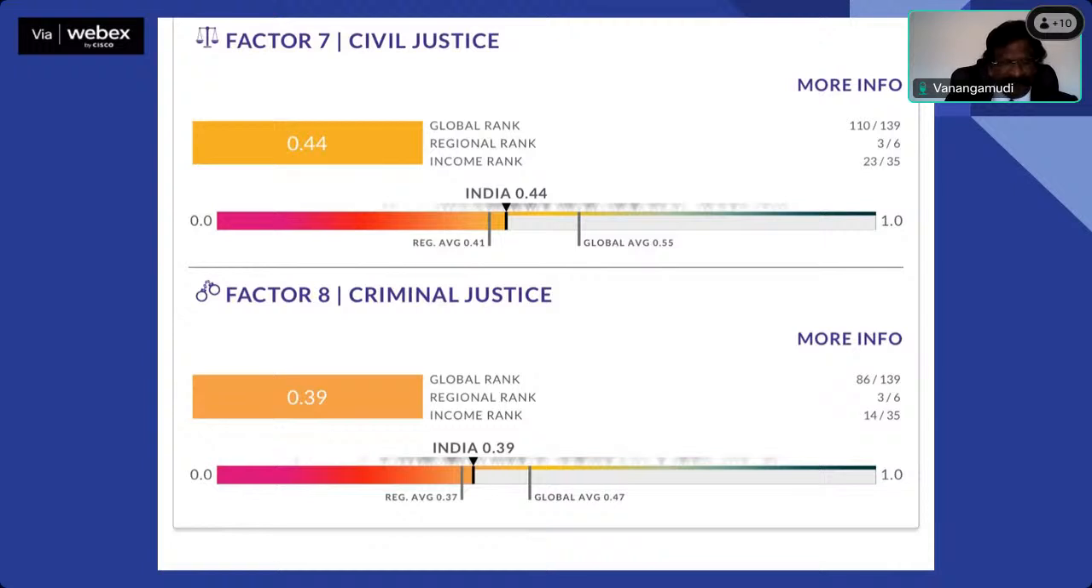In India, as far as this comparison is concerned, criminal justice has a 0.39 average, and of the 139 countries, India's position is 86. Of the 6 countries, 3rd. In the income group of 35, it is 14. So criminal justice, civil justice. Therefore, the rule of law concept has been defined all along: all are equal in the eye of law, everything shall be done by due process of law, law is supreme.